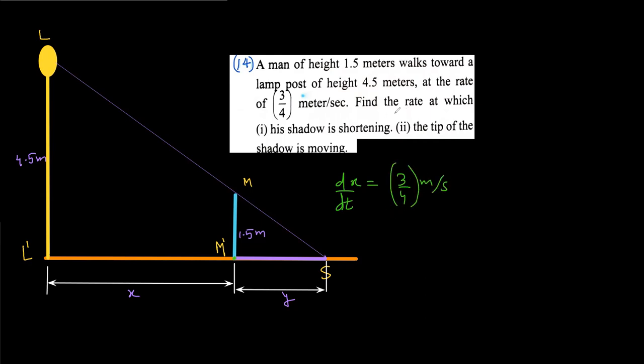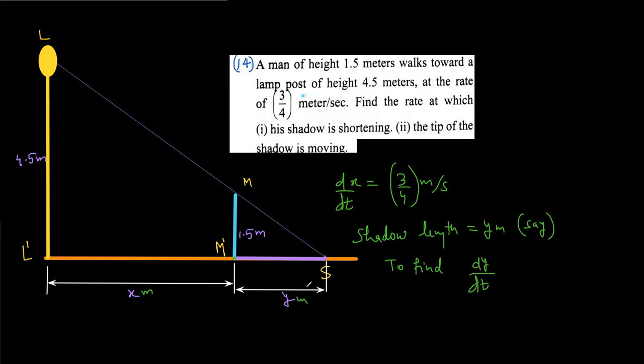I have to find the rate at which the shadow is shortening. So I will write, let the length of the shadow be y. This is my assumption. Shadow length equals y meters. And the distance of the man from the lamppost is x, that is also my assumption. So I have to find dy by dt. This is one thing that I have to find.